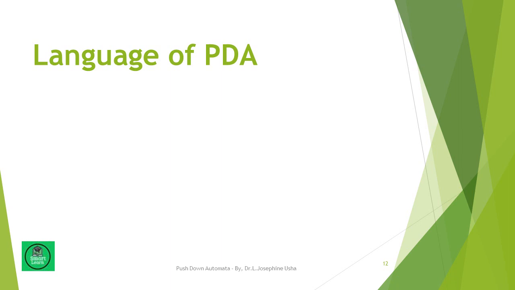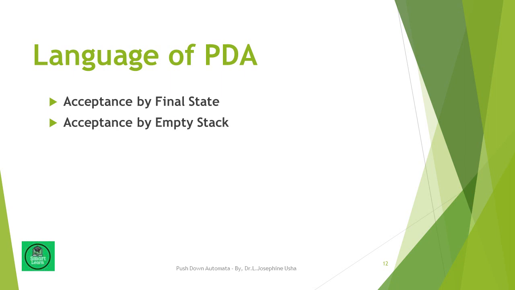Next we see the language of pushdown automata. You know what a language is, right? The language is the set of strings accepted by the pushdown automata. Next we see how we can define the language of a pushdown automata. There are two ways to define it: one is acceptance by final state, and the other is acceptance by empty stack.